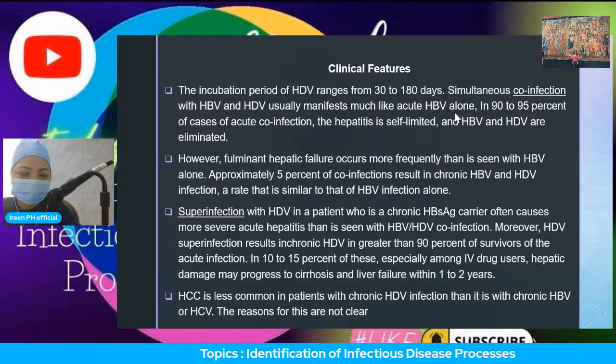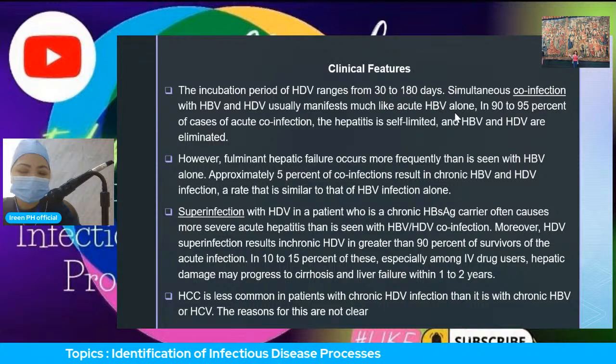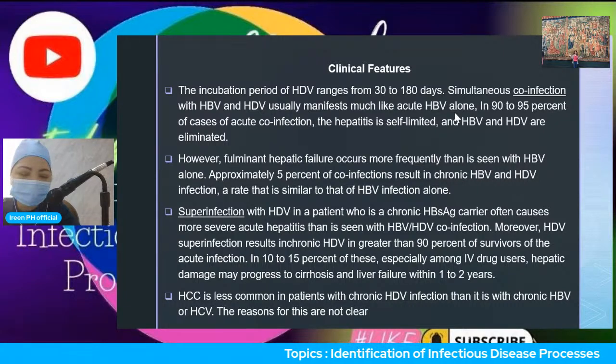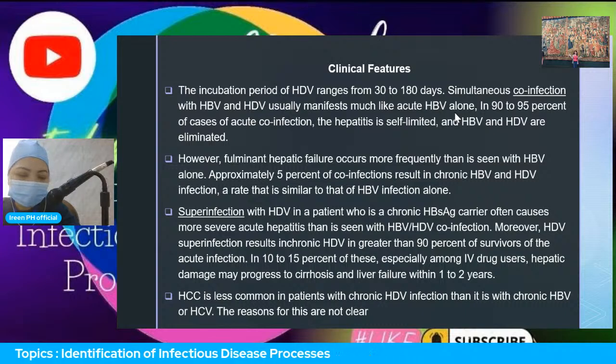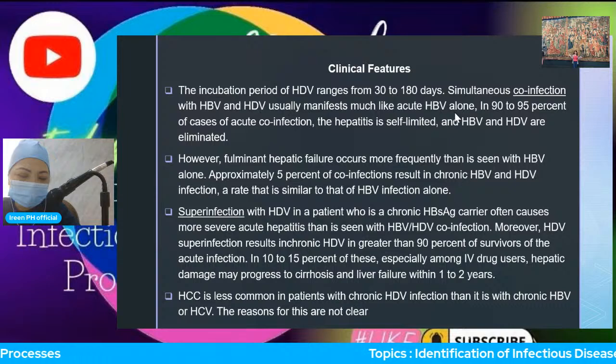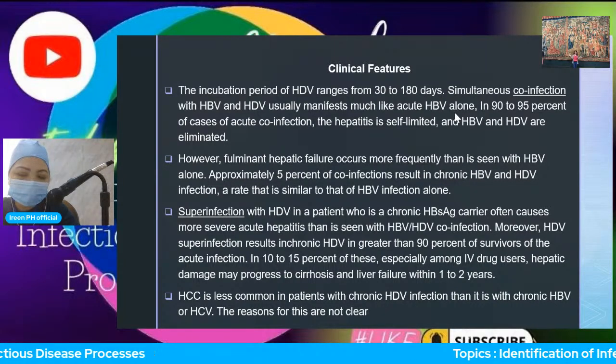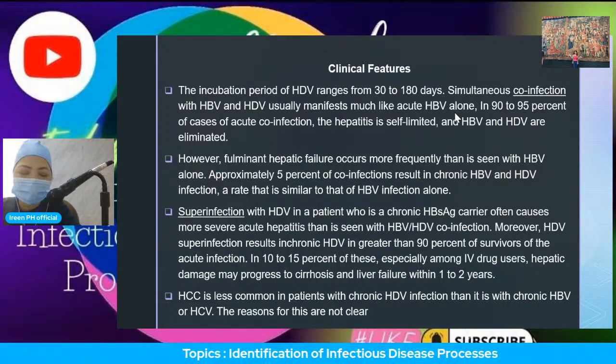In 10 to 15% of these, especially among IV drug users, hepatic damage may progress to cirrhosis and liver failure within 1 to 2 years. Hepatocellular carcinoma is less common in patients with chronic hepatitis D virus infection than it is with chronic hepatitis B virus or hepatitis C virus. The reasons for this are not clear.